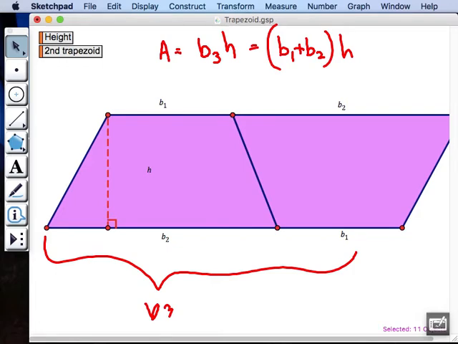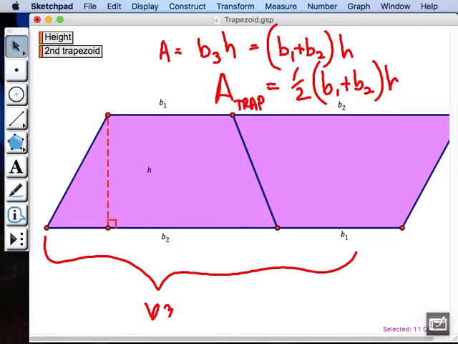But that big purple parallelogram is made up of what? Two trapezoids, and we want to find the area of only one of them, so what do I have to do with that formula? Divide by 2. Right. So the area of that trapezoid is 1/2 (B1 plus B2) times H.